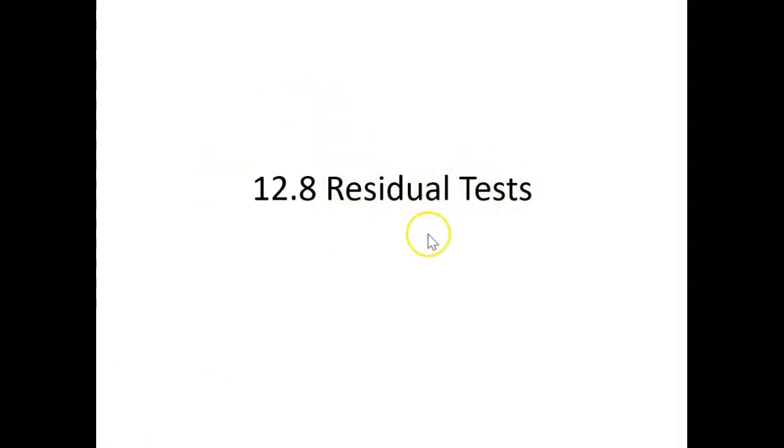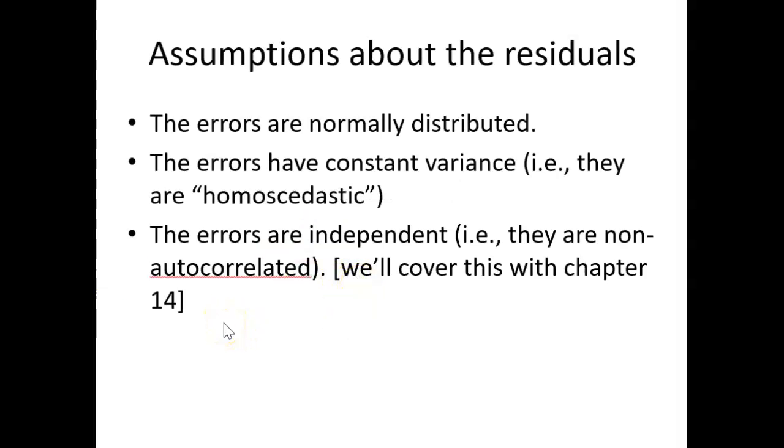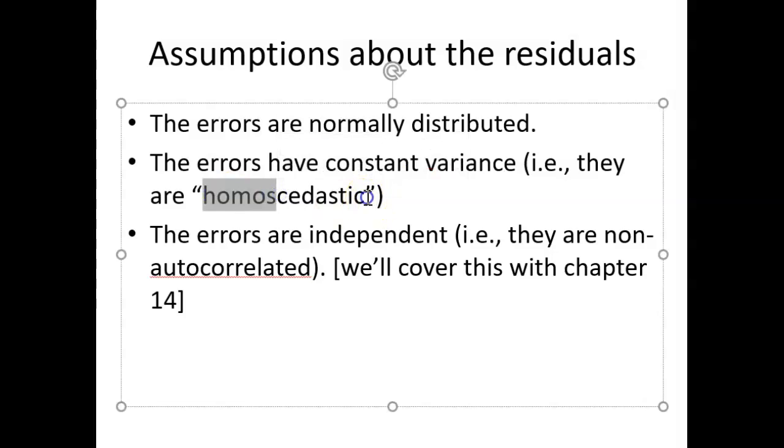Section 12.8 considers what's known as residual tests, or tests about the error terms. If you recall, when we began the discussion of simple regression, we said that we're going to assume the error terms are normally distributed and have a constant variance. Having a constant variance is also called homoscedastic errors. The problem when errors do not have a constant variance is known as heteroscedasticity. So these are two problems that we'll think about.